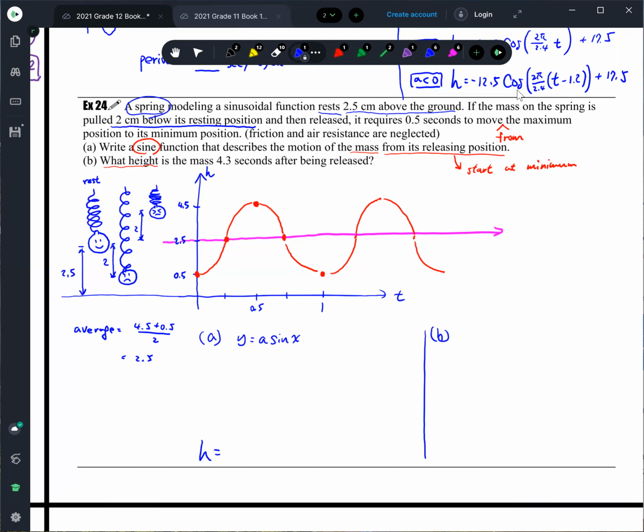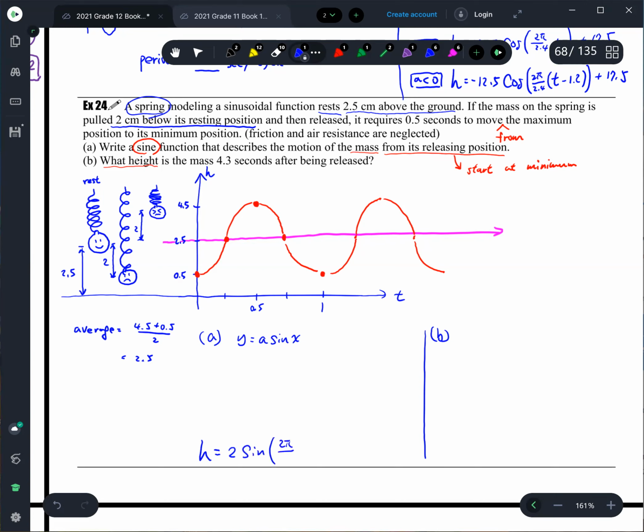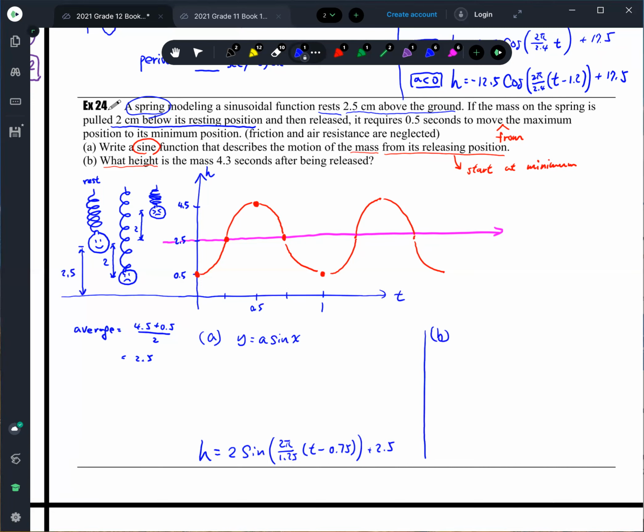Okay, so 2 sine. Okay, let me write it down. So remember, it's using t and h. Okay, 2 sine, and then 2 pi over 1.25, and then t minus 0.75, and then plus 2.5. Okay. Anyone else has different? Okay. Thank you, Sophie.